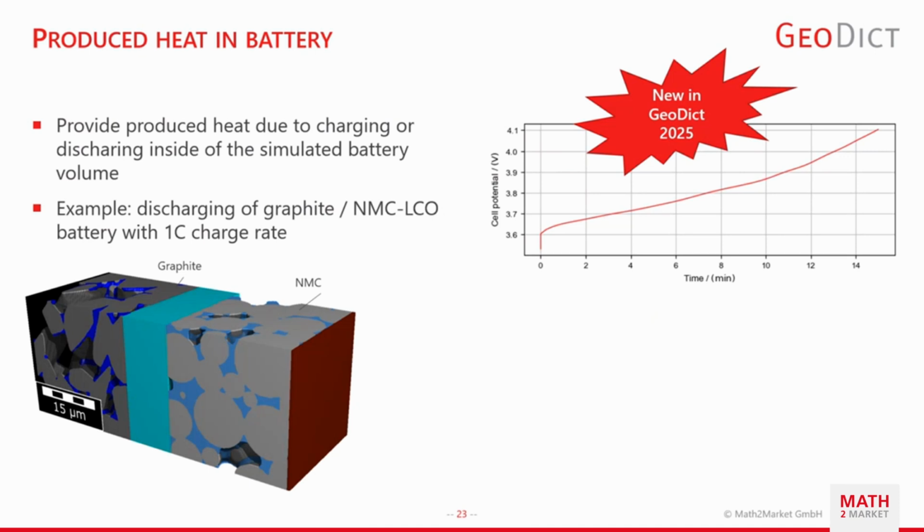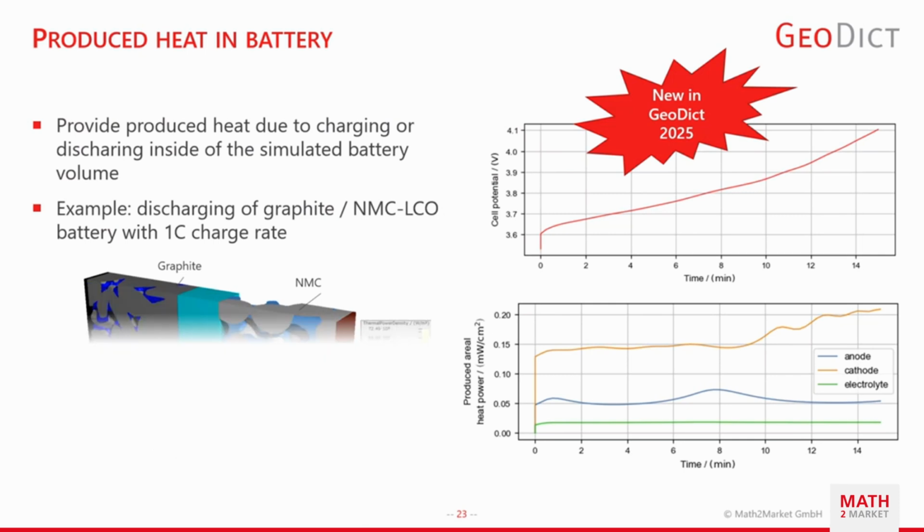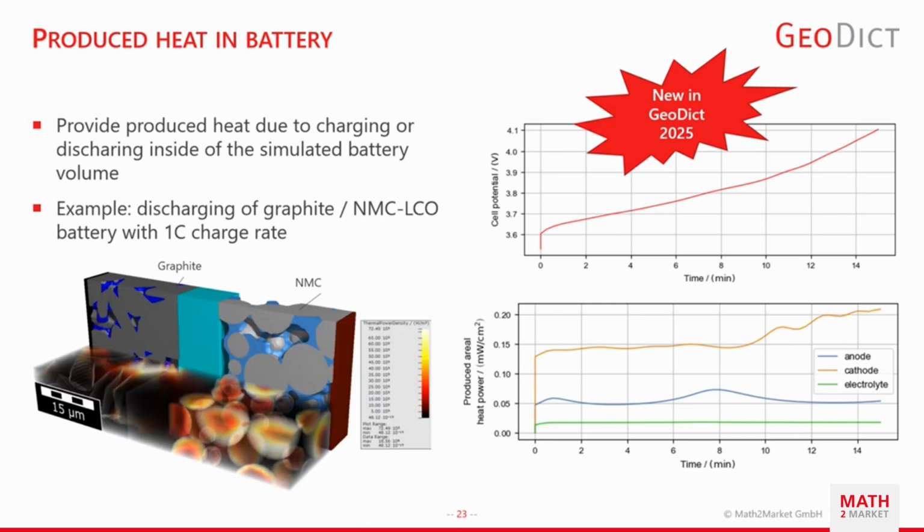And here we have now a new feature. You can see now the produced heat inside of the battery. And you can see the heat power over time in the different components of the battery. So how much heat is produced in the cathode, how much in the anode, and how much in the electrolyte phase. And you do not only get this plot over time, but you can also get the 3D information. There you can look at the details and not only have a look at the average heat produced.